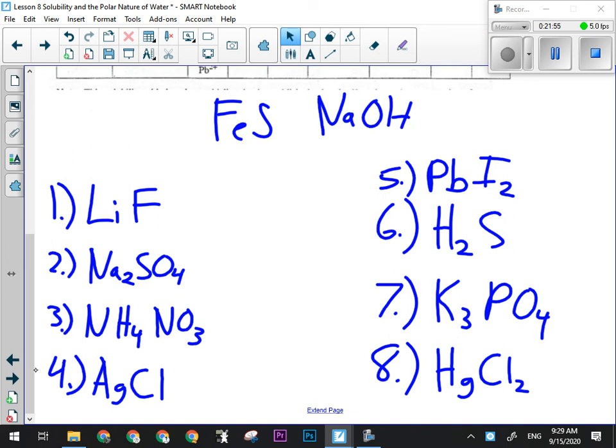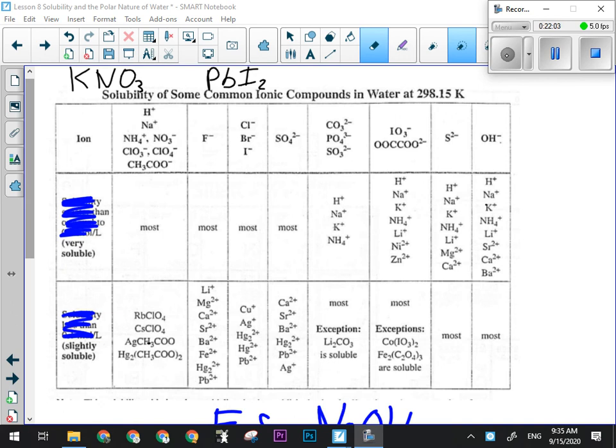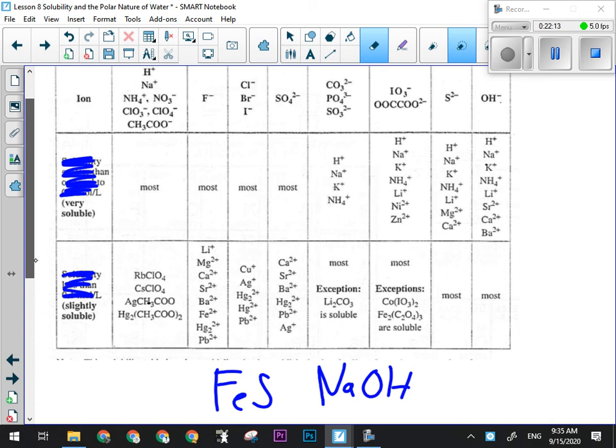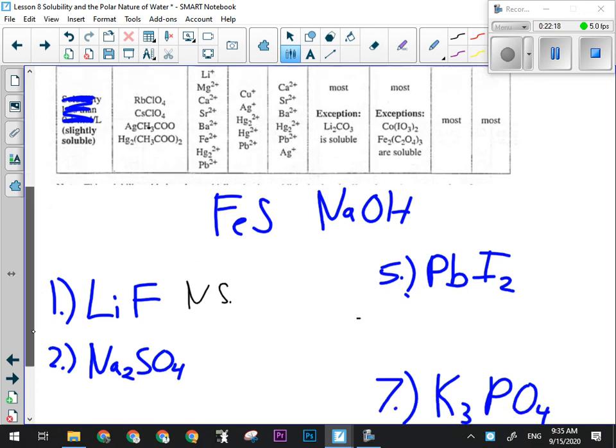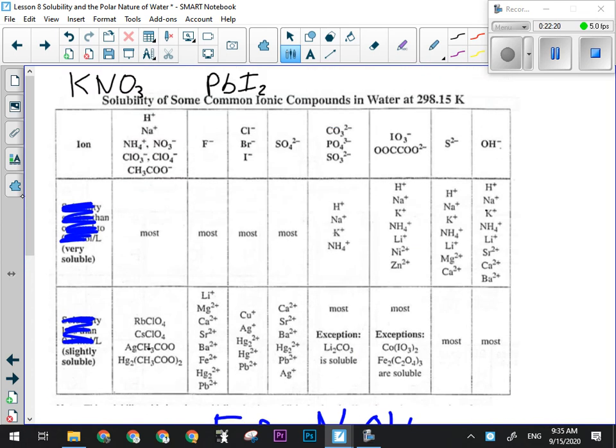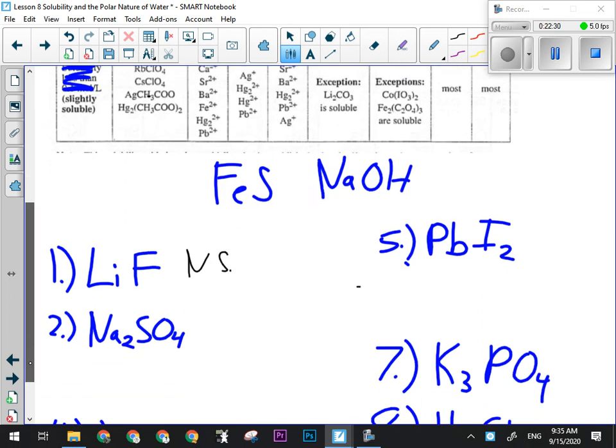Okay. I think all of those are in the chart. For lithium fluoride, I look up fluorine right here. It says it's soluble with most things, but first thing listed down in the slightly soluble or not soluble row is lithium. All right, so that stuff is not soluble. Okay, for number 2, we got sodium sulfate. If we find sulfates right here, it says soluble with most things, but not with these. Sodium is not listed in that row, so that one is soluble.